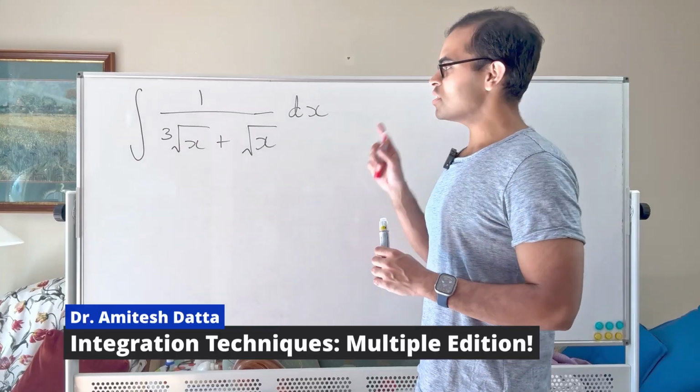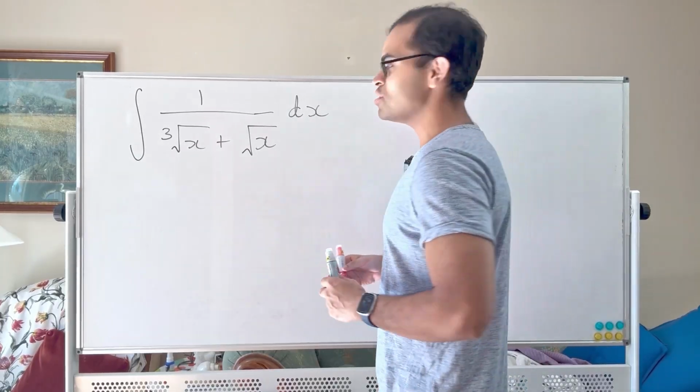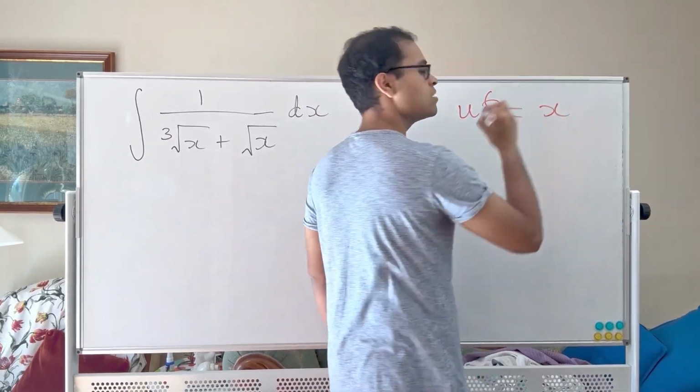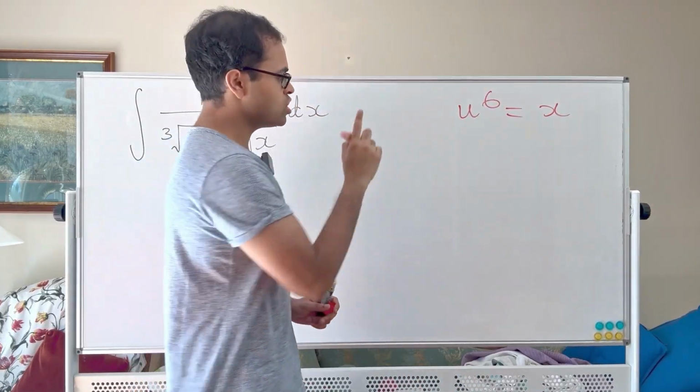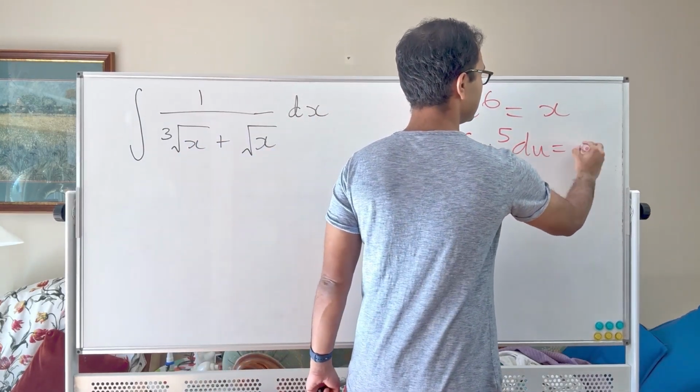Let's calculate this integral, 1 over the cube root of x plus the square root of x, dx. I'm going to start off with a u substitution right from the beginning. I'm going to say u to the power 6 is equal to x. Okay, a different kind of u substitution. And now what I'm going to get is that 6u to the 5 du is going to equal dx.